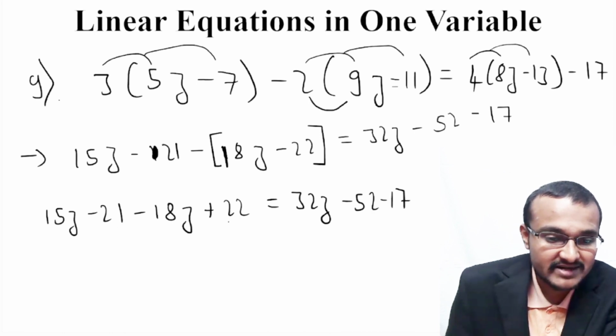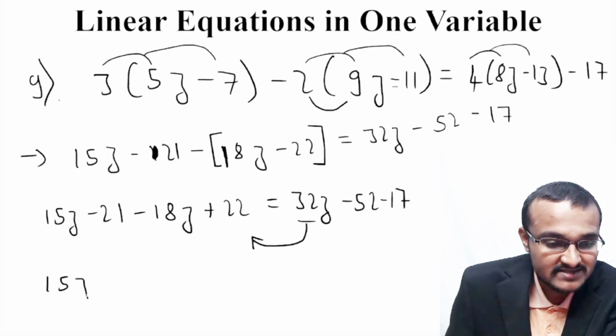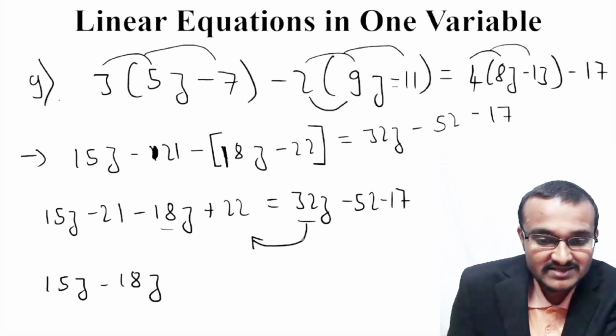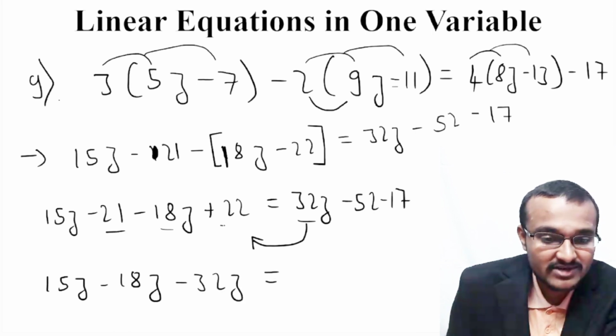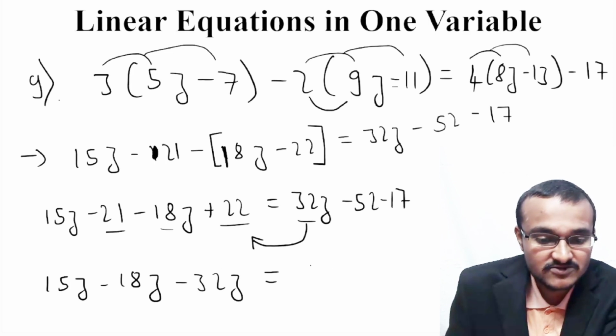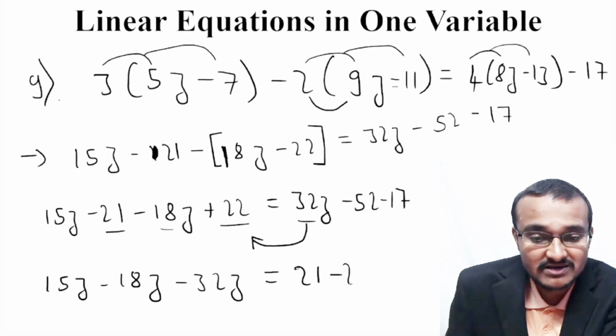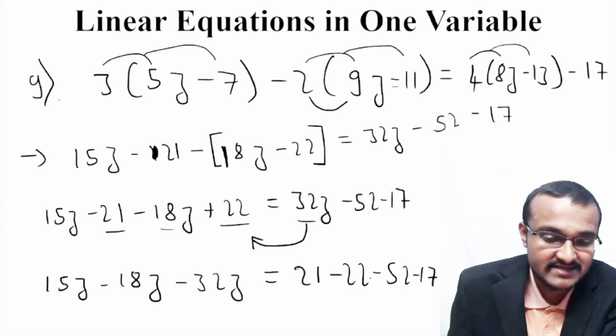Now you can separate this. So 15z, here minus 18z is there, so minus 18z. When you bring this 32z to LHS, it will become minus 32z. Now you can bring this 21 and plus 22 onto RHS. So when minus 21 comes to RHS, it will become plus 21. When plus 22 comes to RHS, it will become minus 22. Minus 52 and minus 17 are there as they are.